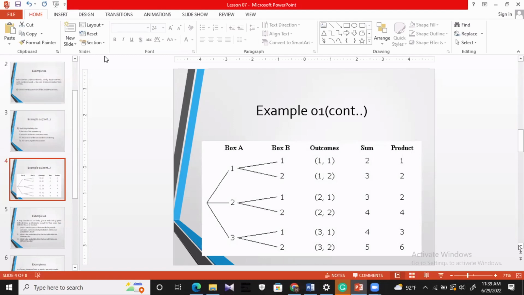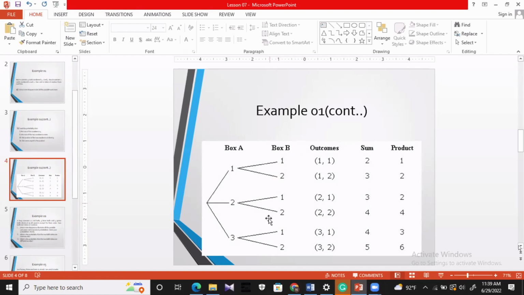Please tell me. Did you understand how to draw a tree diagram for this type of situation? We have two boxes separately. Box A contains some number of cards and box B contains some number of cards. So we are taking one card from each box. One card from each box means we are taking two cards from two boxes. If we have such a situation, we would draw the tree diagram for that problem like this.